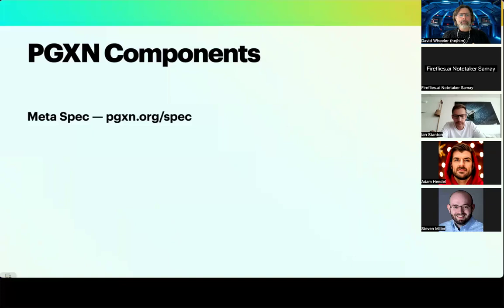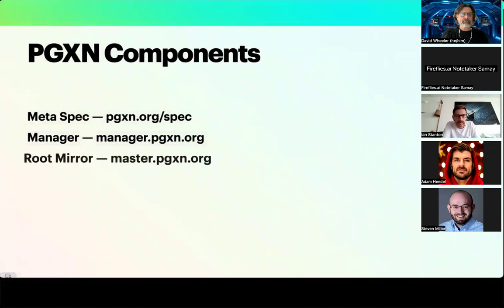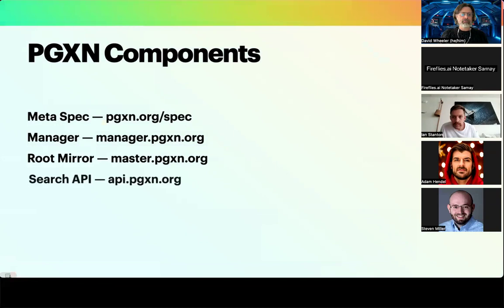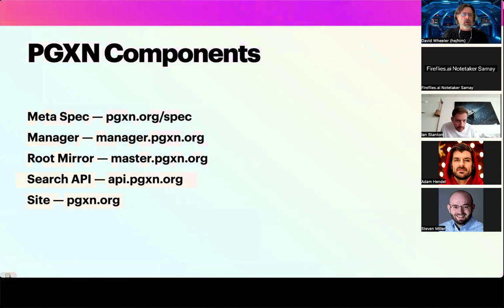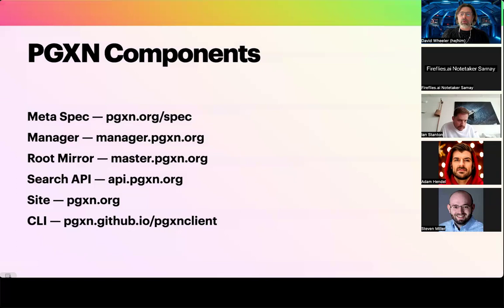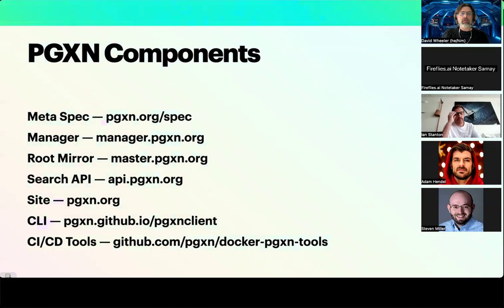I'm going to talk about a number of the components in the PGXN architecture today. One is the meta spec, which defines the metadata that gets put into distributions. There's the PGXN manager, which is responsible for managing the uploads and users. There's the root mirror, which is where all the data is stored canonically for the system. There's a search API and extended additional API. There's the site itself. There is a command line client, actually a couple of them, and there are some CI/CD tools. So I'm going to take them in that order.